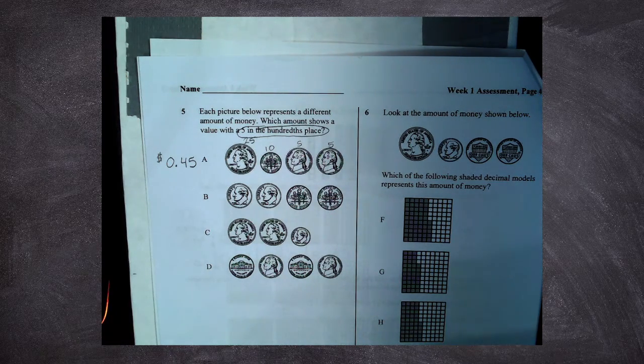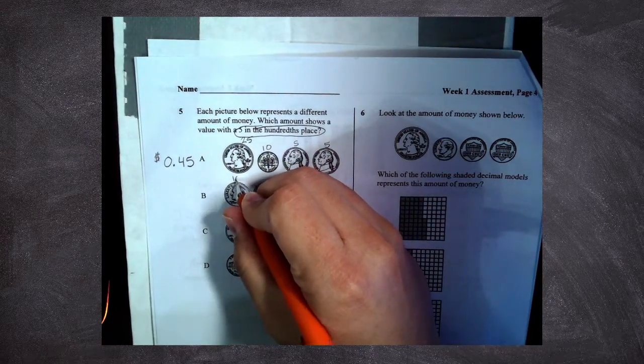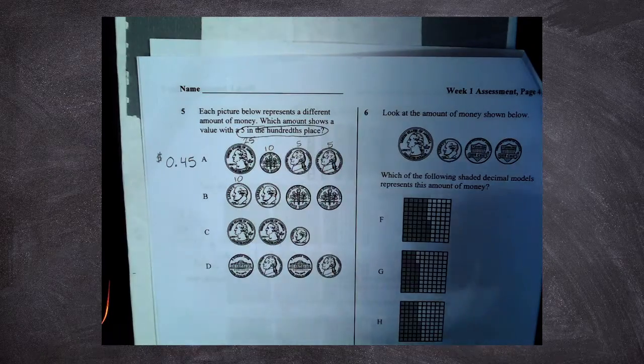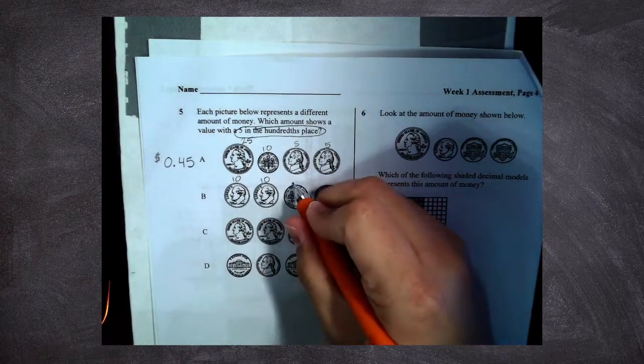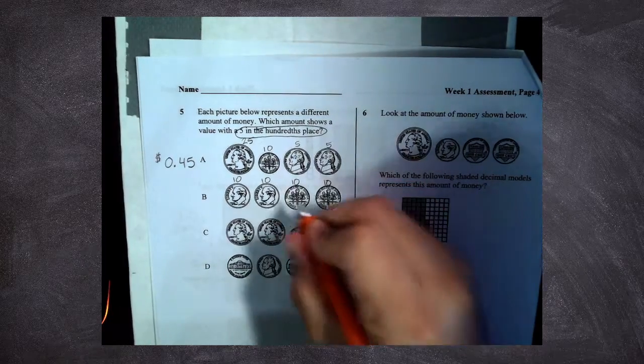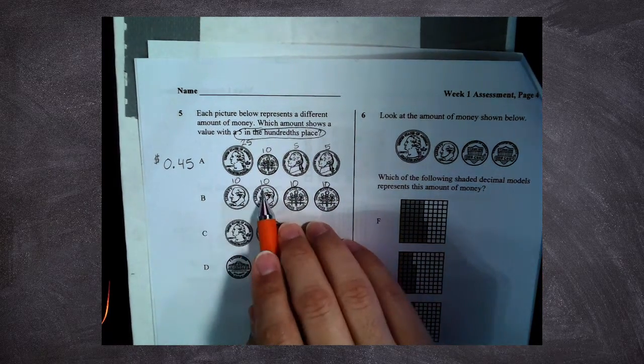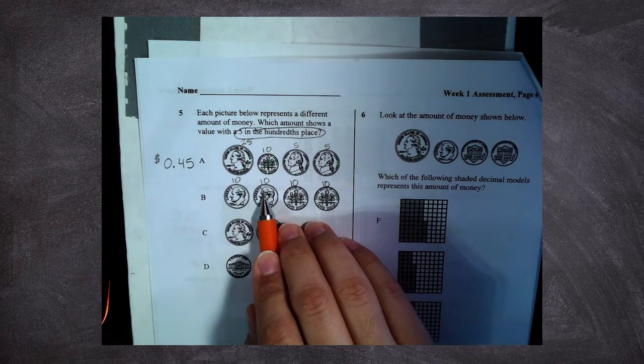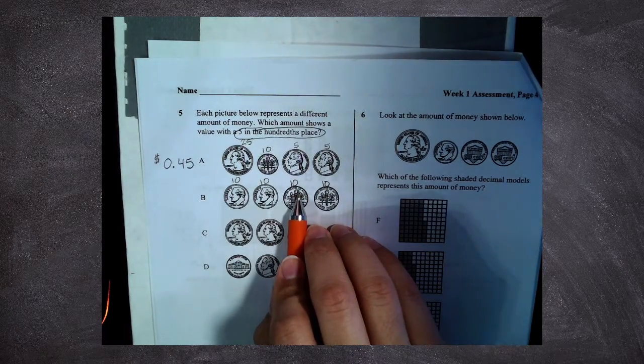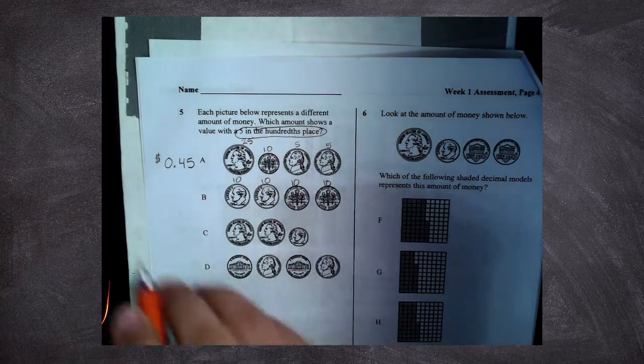Let's take a look at answer choice B. I'm going to do the same thing. I'm going to look at the coins, put how much money they're worth, and then count up my change. For answer choice B, they're all dimes. So it's 10 cents, 10 cents, 10 cents, and 10 cents. Now if I count all those up, 10, another 10 is 20, plus another 10 is 30, plus another 10 is 40. This is 40 cents.